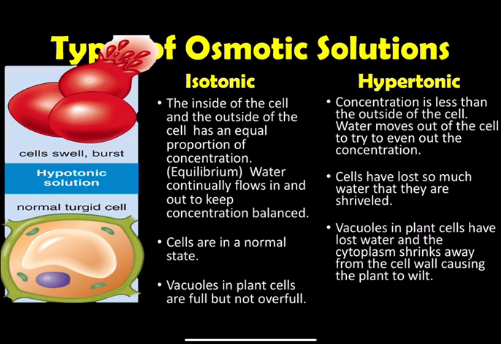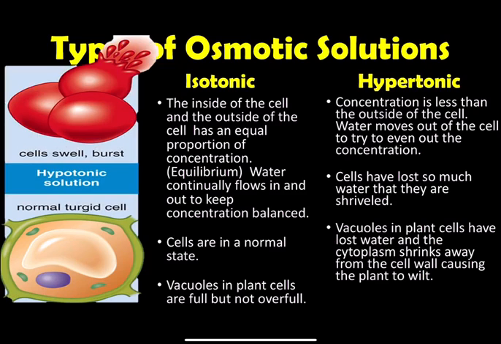Anyway, here's a little bit of a graphic. The cells at the top represent blood cells. These are cells that are found in animals. The cell at the bottom represents a plant cell. Both are in a hypotonic state, and both are very unhealthy.